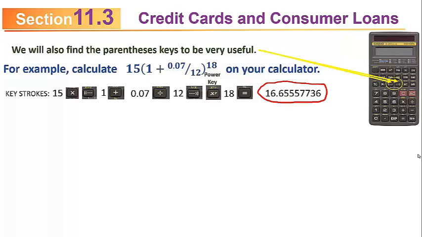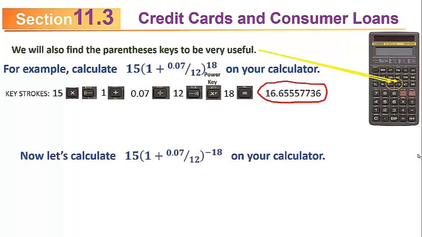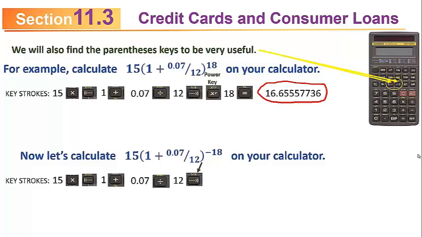In fact, it's identical to the previous expression, except I changed the 18 in the exponent to a negative 18. This is a practice on entering a negative number in the middle of a calculation. So you start off the same. You enter 15. The implied multiplication means you have to press the multiplication symbol. Then you enter the left paren. Then 1 plus 0.07 divided by 12, right paren. So far it's exactly like before, and in fact it continues that when you press the power key.